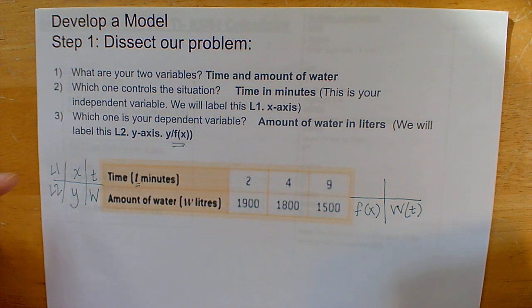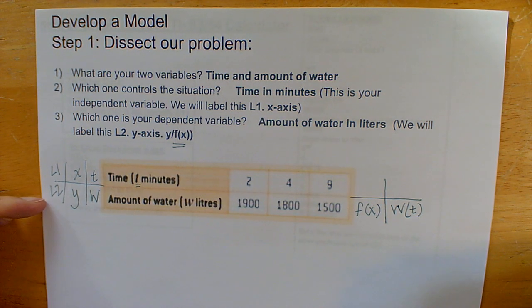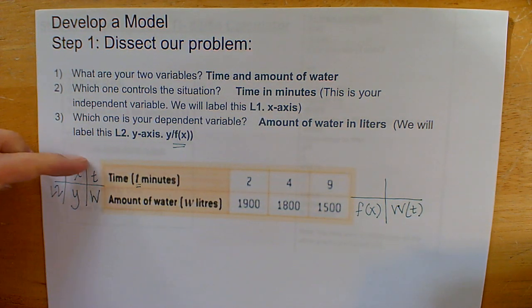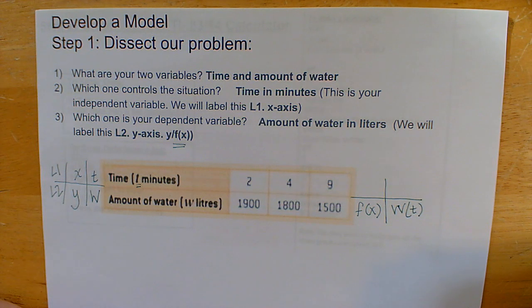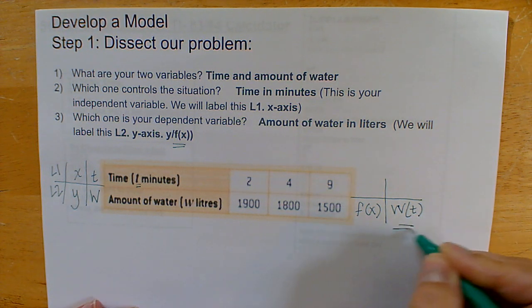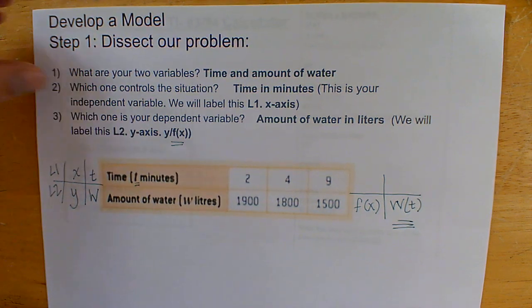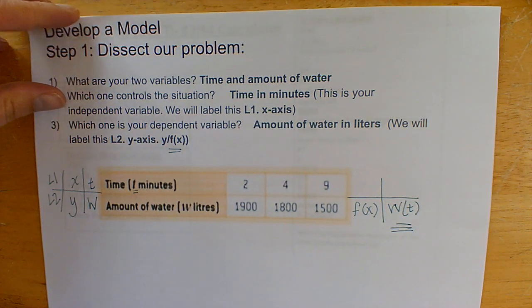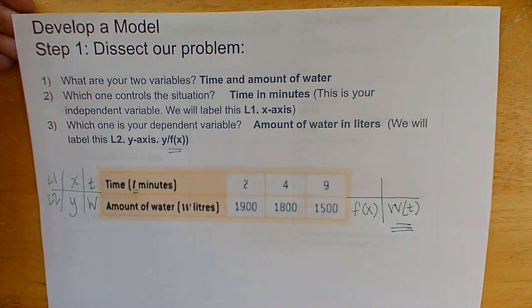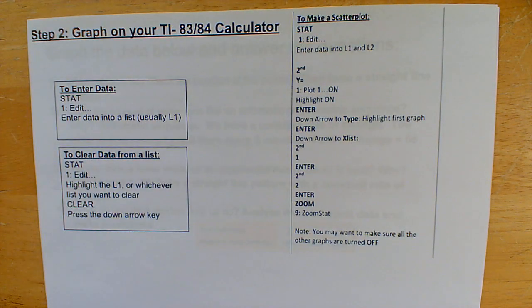So, wow, 5 different ways of representing amount of water. We are going to be really focusing on having the time be L1, having the amount of water be L2, and I'm going to be using T and W along the way. It'll make the transfer of understanding what W of T is easier when we get into identifying the parts of the function of this model. Okay.